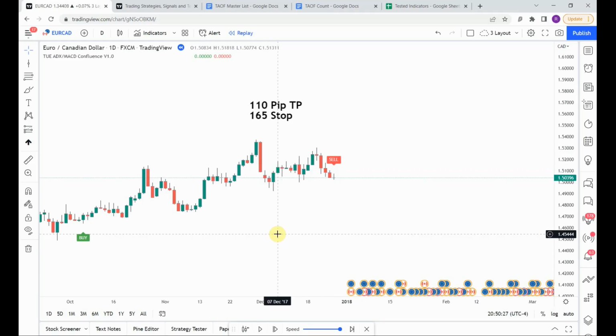Today we will be testing the TUE ADX MACD Confluence.